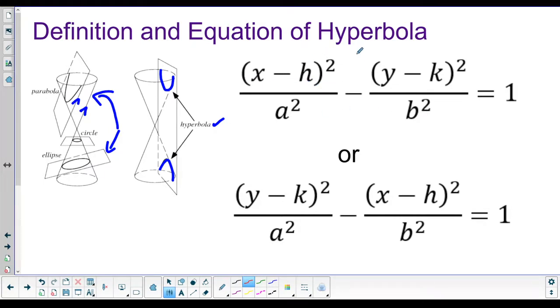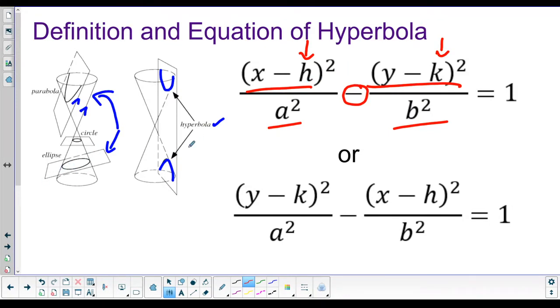Just like before, we have some stuff squared, some more stuff squared. We have an h that moves stuff sideways, a k that moves stuff up and down, and then we have an a and a b just like we did in ellipses. The only difference between the equation of an ellipse and a hyperbola is this sign right here. This is now a minus sign instead of a plus sign. So that completely changes the way the graph looks, obviously.